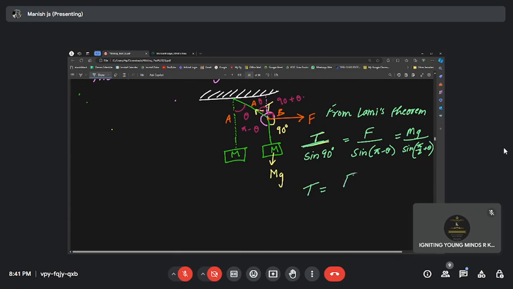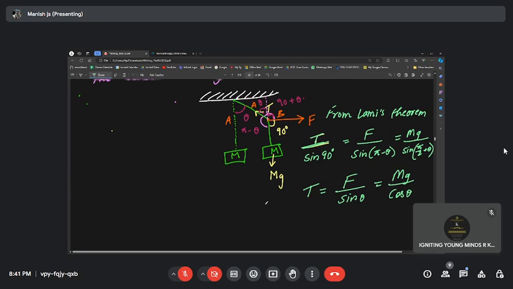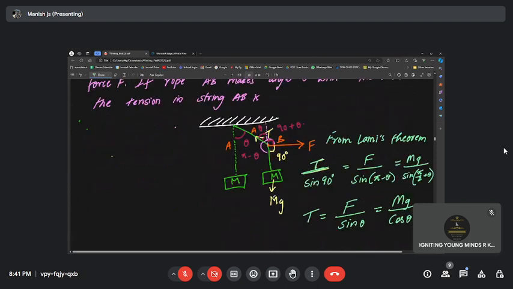So T is equal to F upon sine theta. That is also equal to mg upon sine 90, which is anyways 1. So mg upon sine of pi by 2 plus theta. So sine of 90 plus theta is cos theta. Simple. Okay. So this is a particular relation that we get. Therefore, T is equal to F upon sine theta or mg upon cos theta.